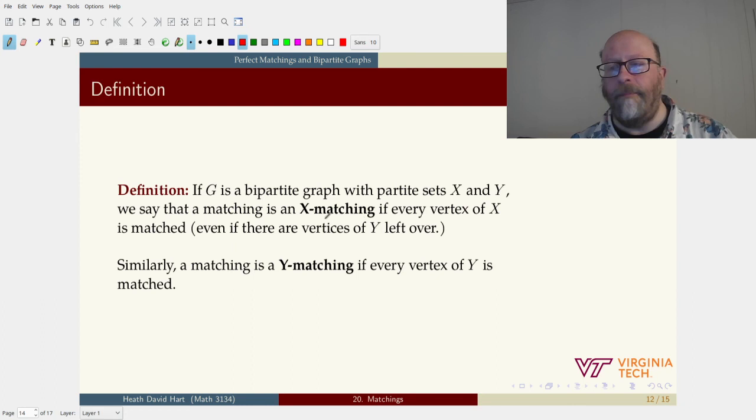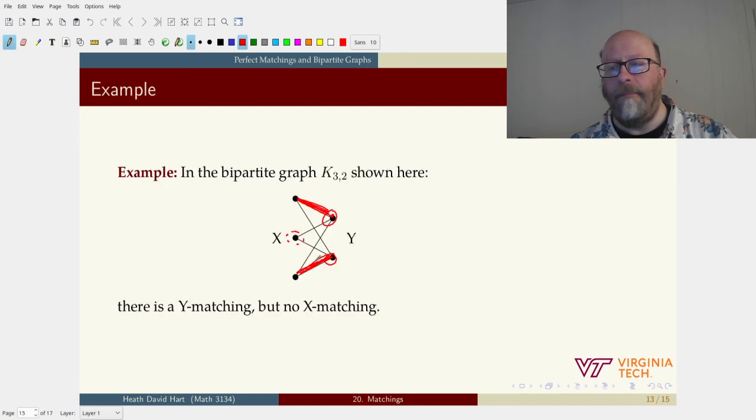We say that a matching is an X matching if every vertex in X is matched, and a matching is a Y matching if every vertex in Y is matched. So this is a graph that has a Y matching, but no X matching. And the reason it doesn't have an X matching in this case is that there just aren't enough vertices in Y to match.